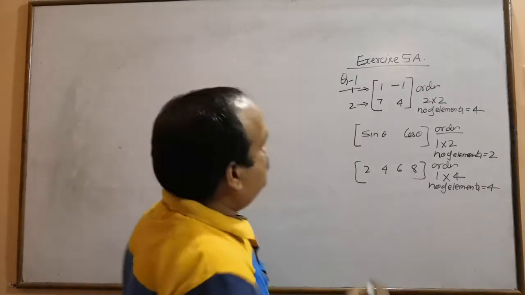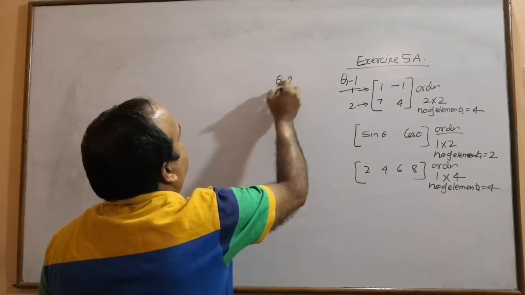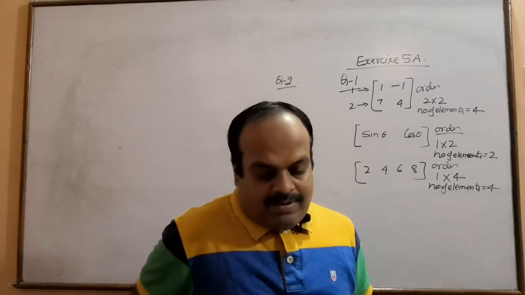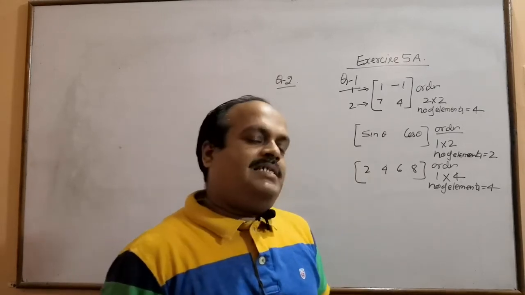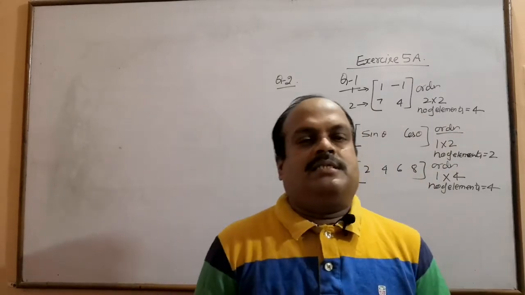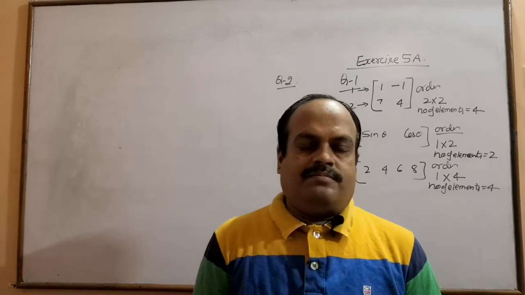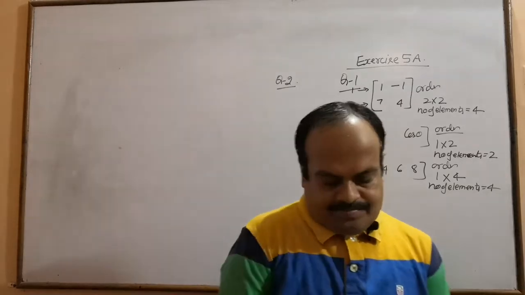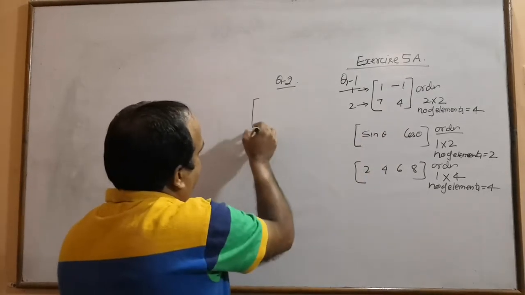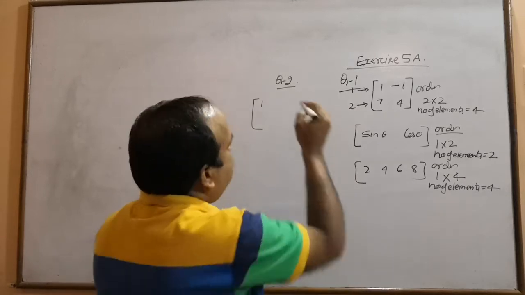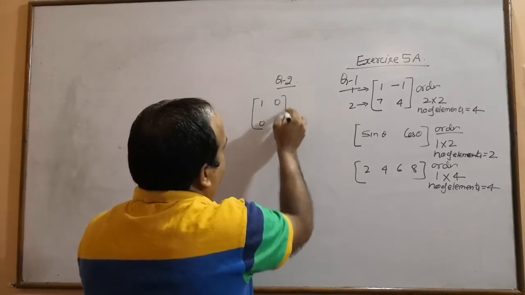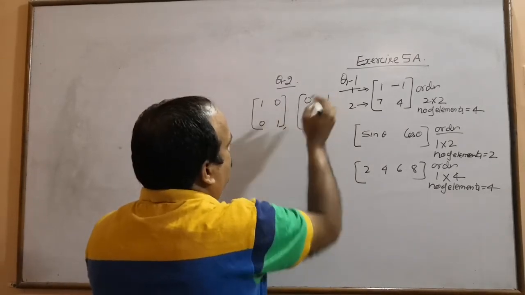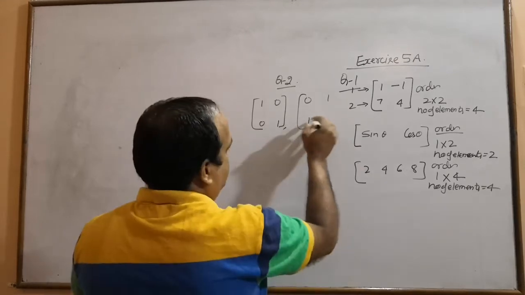Now question number 2. Classify the following matrices as equal or not equal. 2 matrices are said to be equal if their corresponding elements are equal. 1, 0, 0, 1. Another is 0, 1, 1, 0.